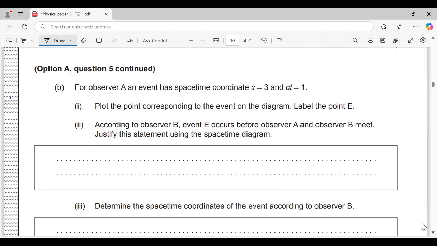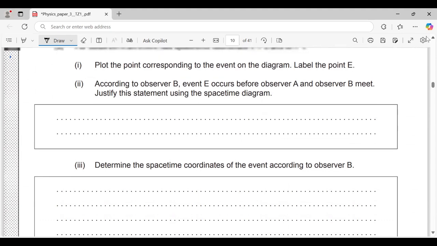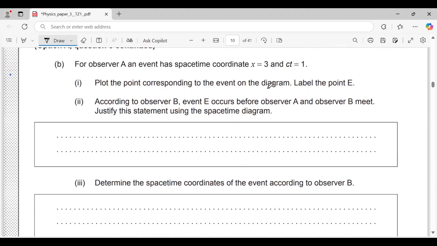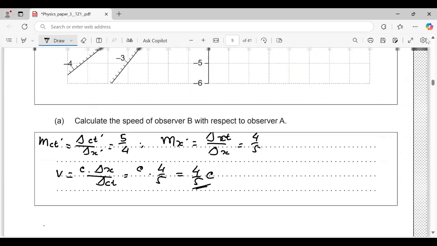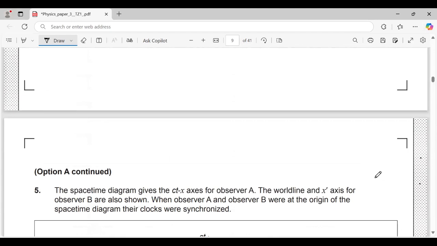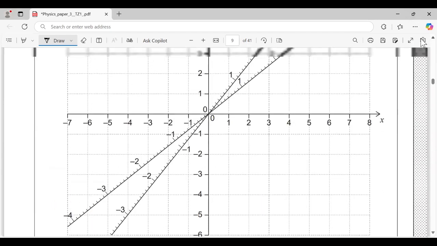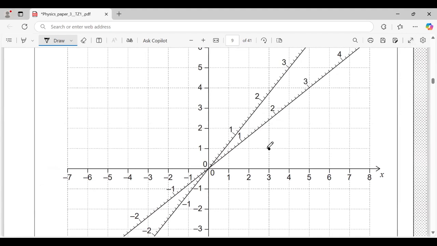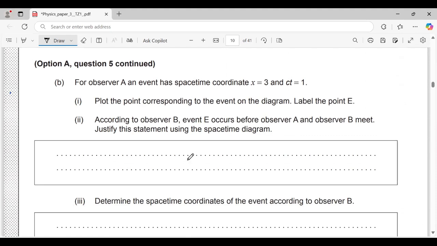For observer A, an event has spacetime coordinates x equal 3 and ct equal 1. Plot the point corresponding to the event on the diagram, label the point E. This one, 3, is the coordinate point E. According to observer B, the event E occurs before observer A and observer B meet. Justify this statement using the space-time diagram. Right, so we need to find ct'.